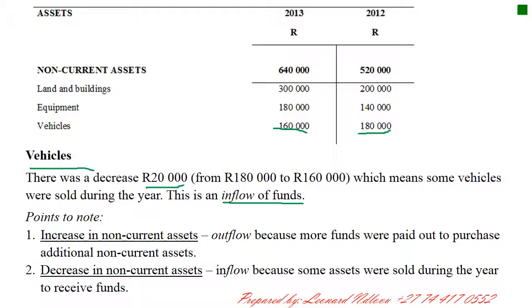Points to note: an increase in non-current assets is an outflow because more funds were paid out to purchase additional non-current assets, while a decrease in non-current assets represents an inflow into the business because more assets were sold. Some assets were sold during the year to receive funds.